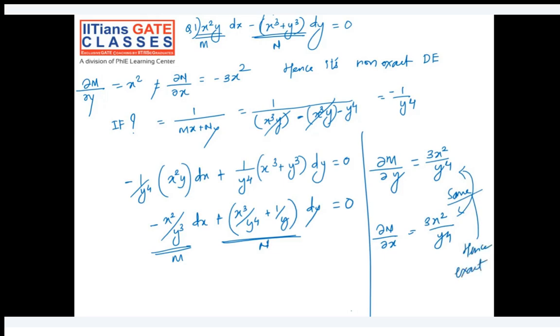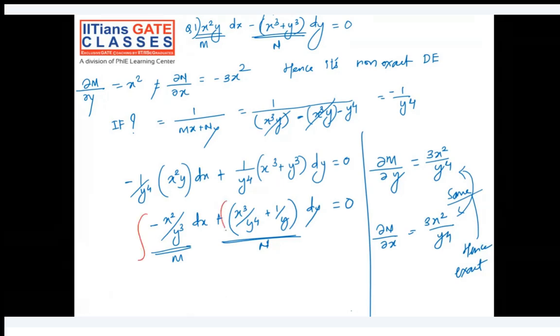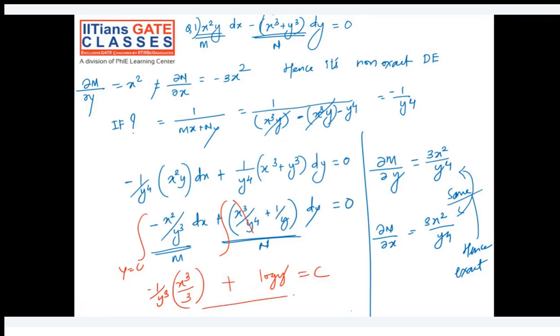And you know how to solve exact differential equations. We'll not repeat the same thing again because it's just a matter of integration. You will integrate this part as well as this part. In this part, this will not come because the x term is there. So integration of 1 upon y is log of y, equal to constant. So minus 1 by y cube as it is. Integration of x square is x cube by 3. That's all. This is the final answer. So the main task here is to find the integrating factor.